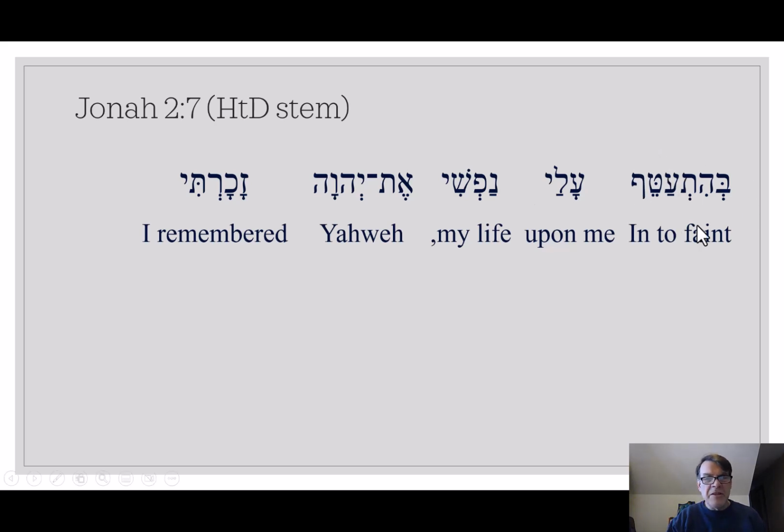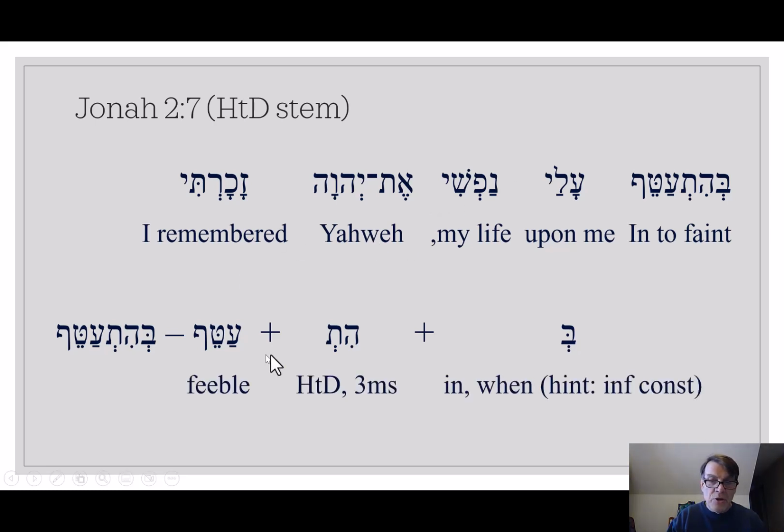This is an infinitive construct. And by the way, the reason I thought in my head, I wonder if this is an infinitive construct, is because there are really only two verb type things that can take a preposition on the front. I believe that participles can do that, but the other thing that can do that is what are called infinitive constructs. We've seen one infinitive construct, but when I saw the ba on a verb, then I thought, I bet this is an infinitive construct, and it is. The other thing about this is, do you remember us being introduced to a stem called the Hithpael, or the HtD stem? The hit, it's taken a hit. That tells you that it's the HtD stem.